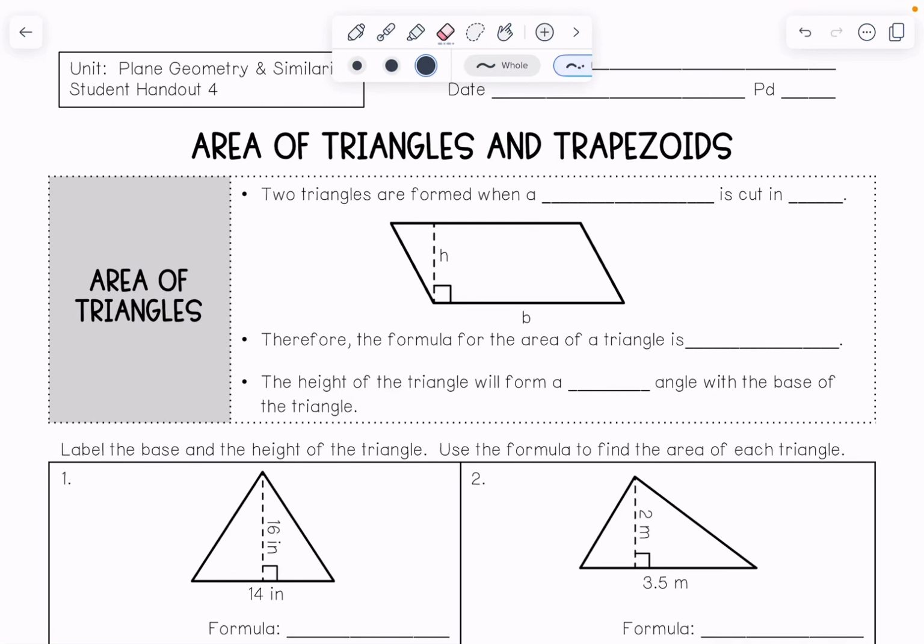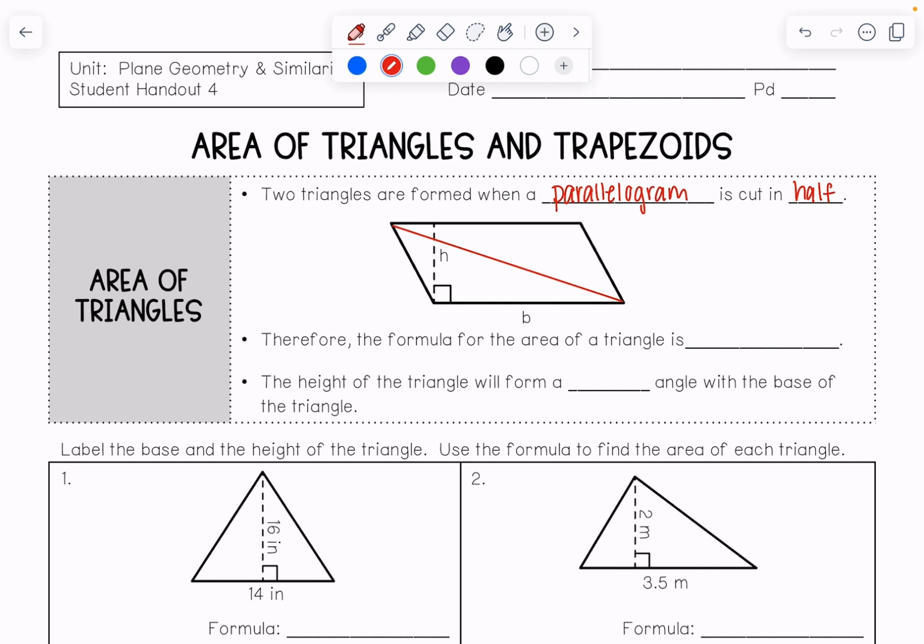Hi, in today's lesson, we're going to talk about the area of triangles and trapezoids. So, two triangles are formed when a parallelogram is cut in half. When we're cutting something in half, we want to make sure that it creates two identical things. If I take a circle, fold it in half, and then cut it, I would have two identical half circles. So, in order to cut a parallelogram in half, we have to go from opposite corner to opposite corner. This is how I would get those two identical triangles.